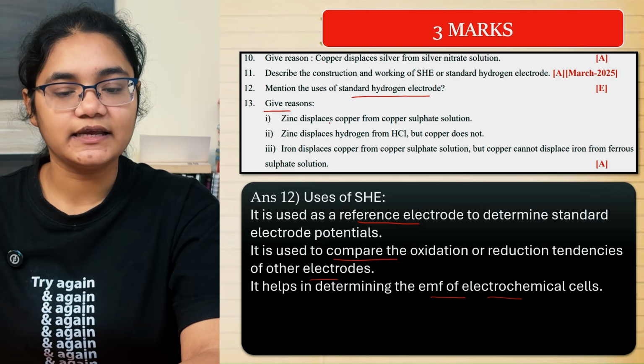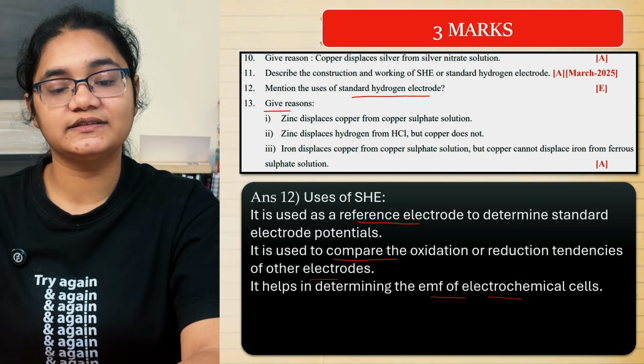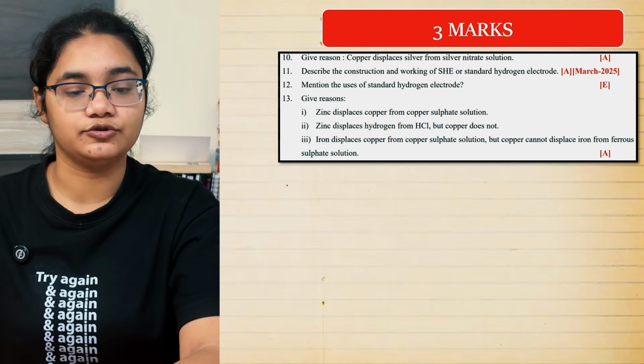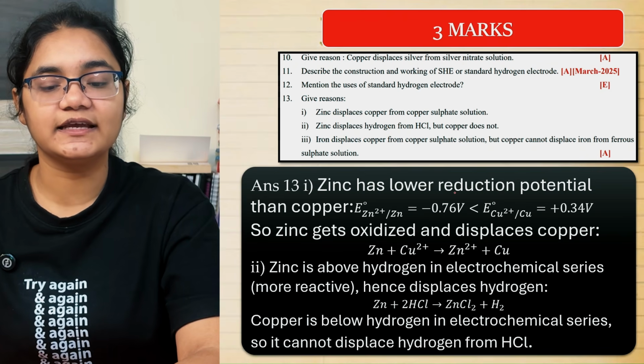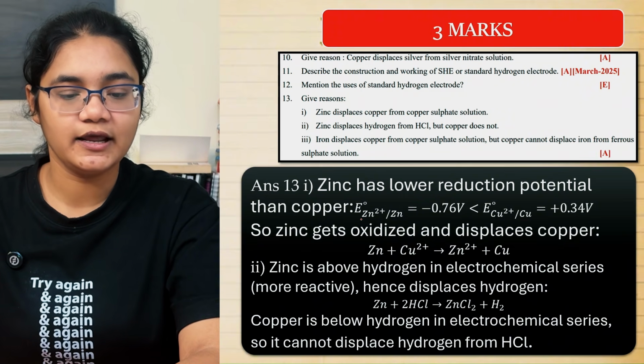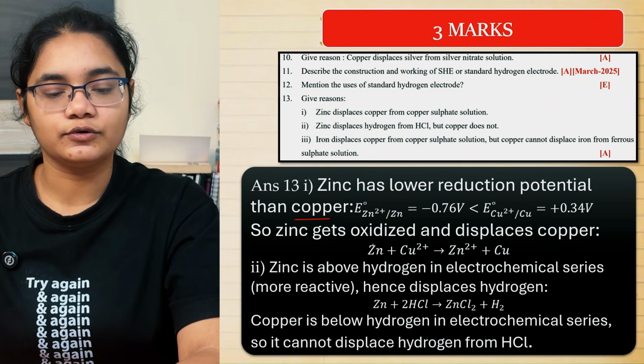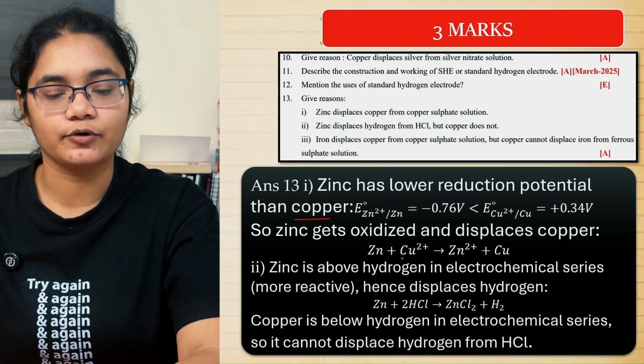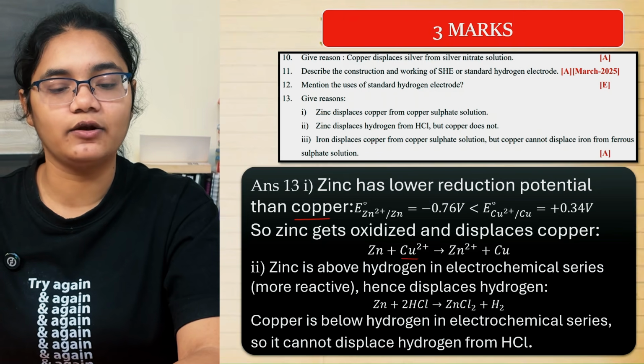Now give reason. Zinc displaces copper from copper sulfate solution. So the reason here is because zinc has a lower reduction potential than copper. So that means zinc will get oxidized, and that is why it will displace copper. Copper will get reduced and zinc will get oxidized.